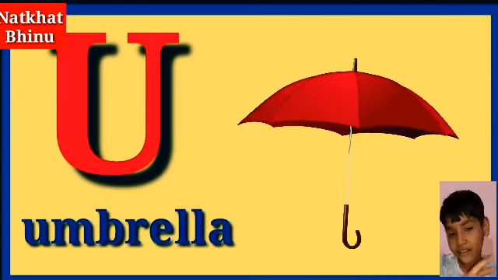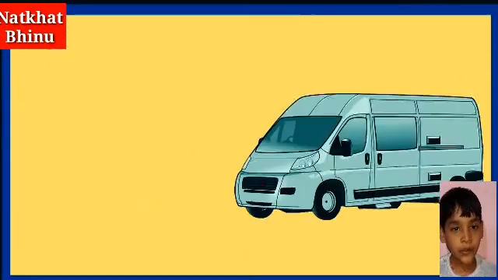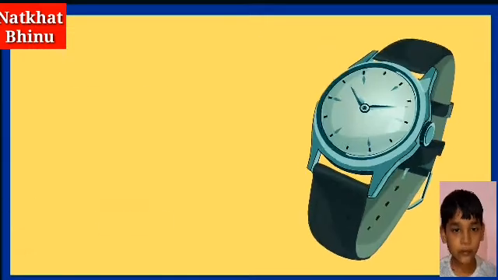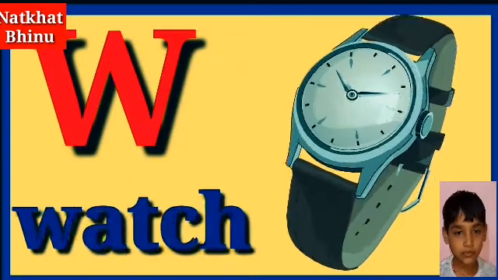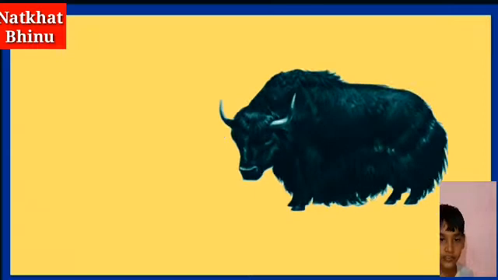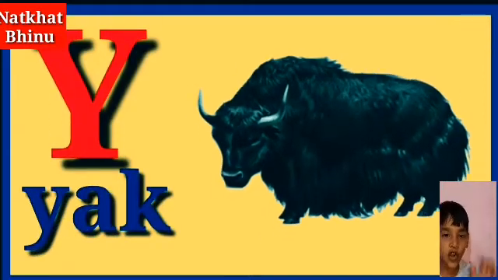U for umbrella. V for van. W for bath. X for Xmas tree. Y for yak.